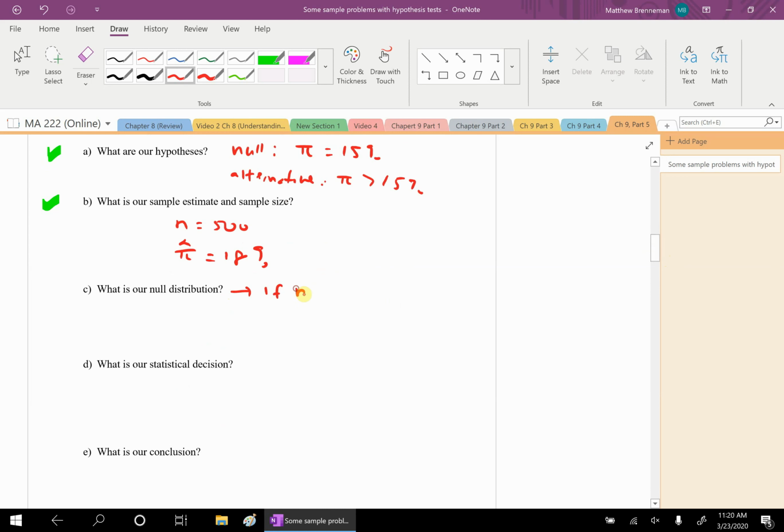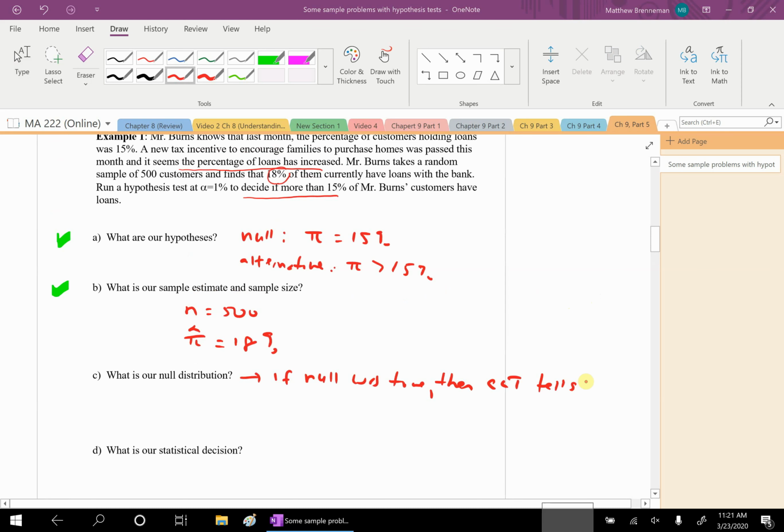So if the null was true, then the central limit theorem tells us. And by the way, we have to make sure we can use the central limit theorem, right? Can we use it? Well, let's check. We need a random sample. Do we have that? Check. Is it big enough? Well, we have to find out if n times pi, 500 times 15%, is greater than 10, and it is, and the sample size times 1 minus pi, 85%, is greater than 10, and it is.